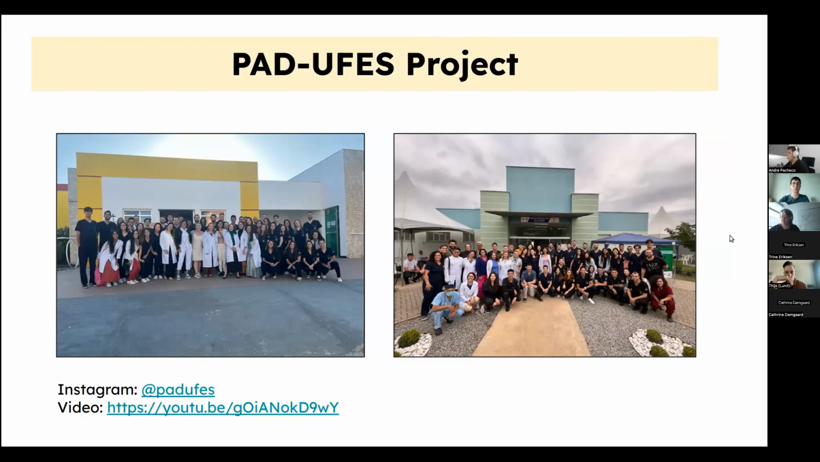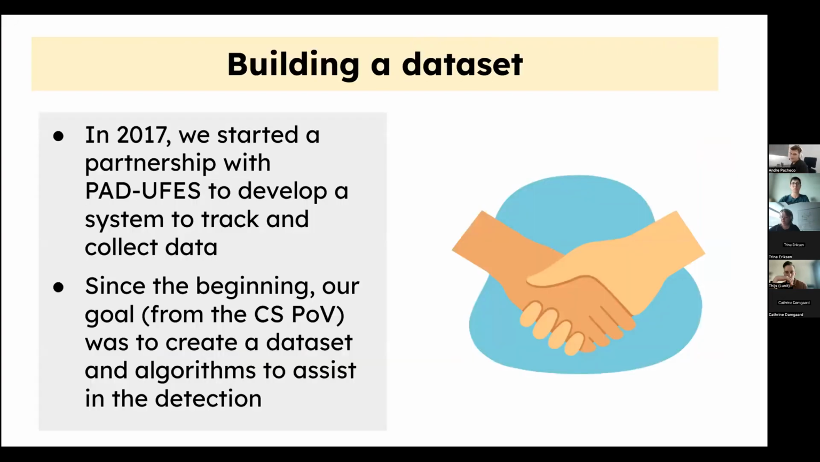But okay, this talk is about building a data set. So when did the data set start, right? Well, it started in 2017 when Professor Renato Crolin, who was my PhD advisor, started a partnership with the Pacheco project. Since that time, I started to work with them on this topic. And our goal, from the computer science researcher's point of view, was to create a data set to train, at that time, our skin cancer detection algorithms.